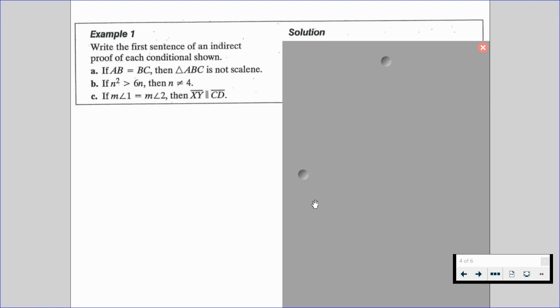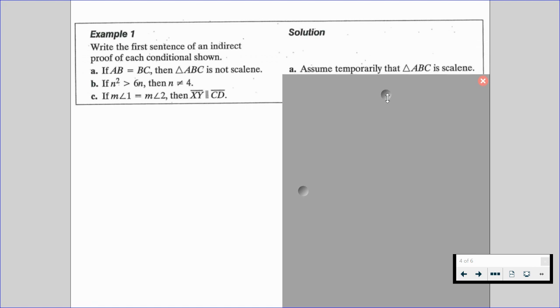In example number 1, we want to write the first sentence of an indirect proof of each conditional shown. For A, if AB is equal to BC, then triangle ABC is not scalene. For B, if n squared is greater than 6n, then n is not equal to 4. And C, if the measure of angle 1 is equal to the measure of angle 2, then segments XY and CD are parallel.